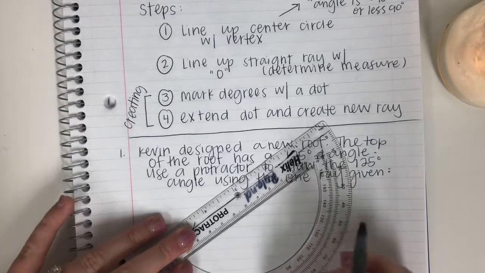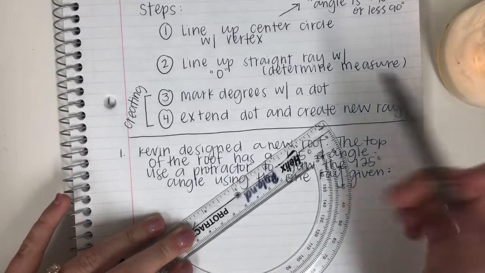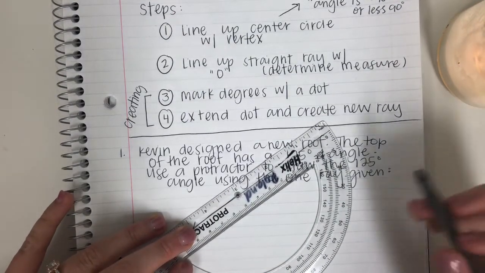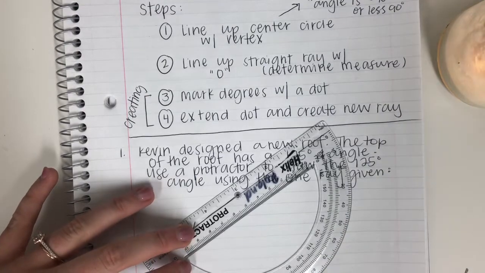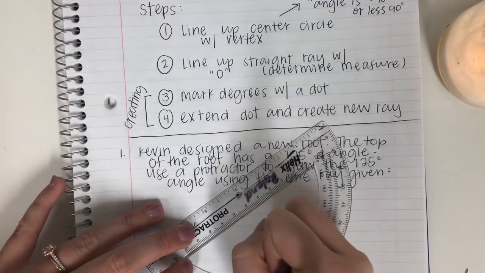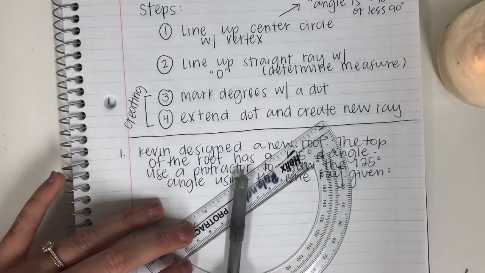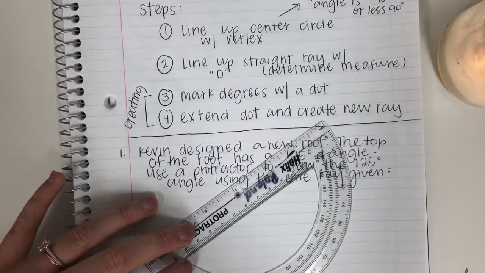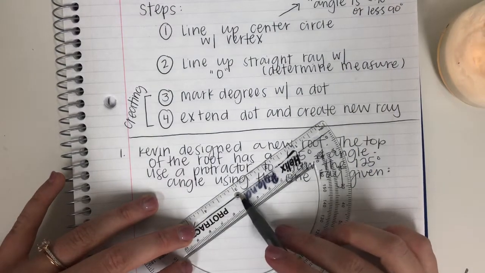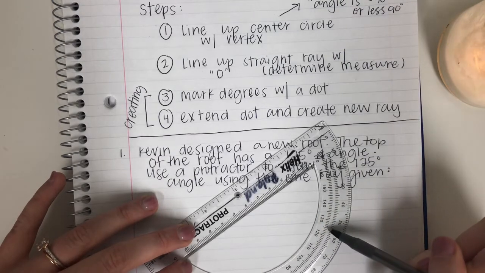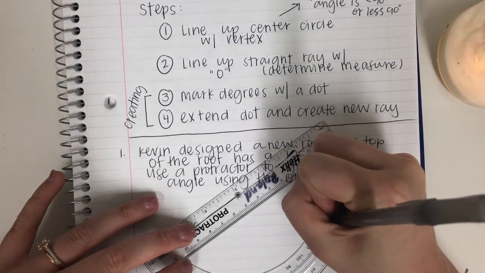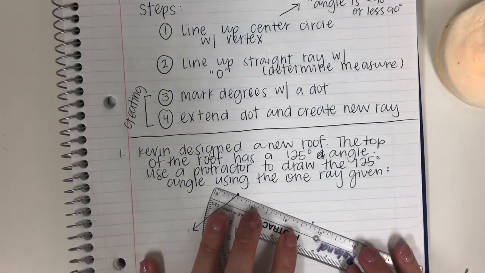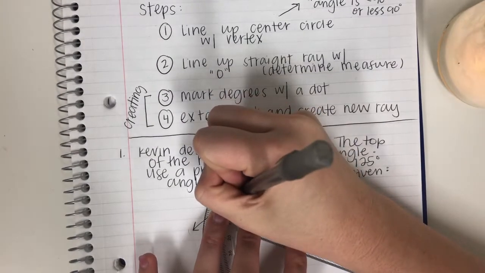Okay, then I need to move on to 3 and 4 because I'm creating an angle. So it says mark degrees with a dot. They want us to go to 125. So I'm going to think about it. So if I chose this 125, my angle would be here. But when you take that off, that's actually less than a 90 degree, right? A 90 degree for this angle would be here. So I know I'm gonna have to use my inner ones. So if I go here, it needs to be bigger than 90. So I'm gonna go this way, gotta go to 125, which is pretty much right here. So I'm gonna put a dot. Then extend the dot and create a new ray. So I'm going to use this as my ruler, and I'm going to make a new ray.